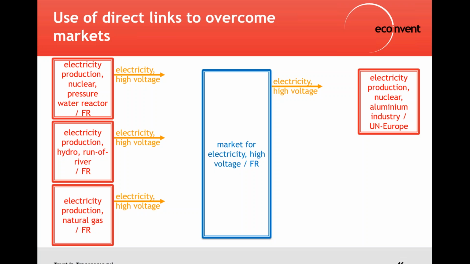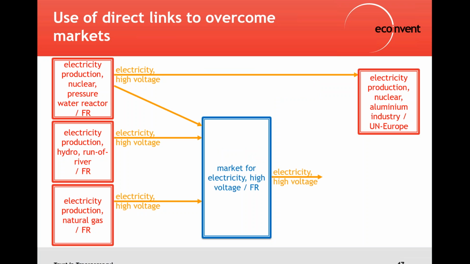Let's take the example of electricity production in the aluminum industry. This activity is using only the nuclear technology to deliver electricity to the aluminum industry in the region UN Europe. So this activity will be supplied by the different electricity producers using nuclear technology in the different countries integrated in UN Europe region, and this will be ensured with a direct link. And at the same time, this activity is contributing to the consumption mix to the market in France.